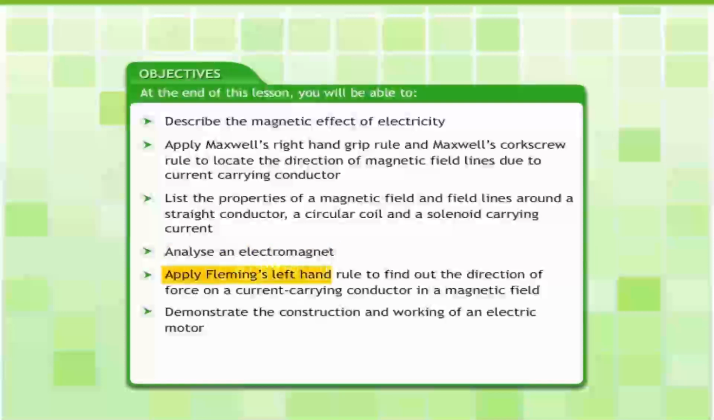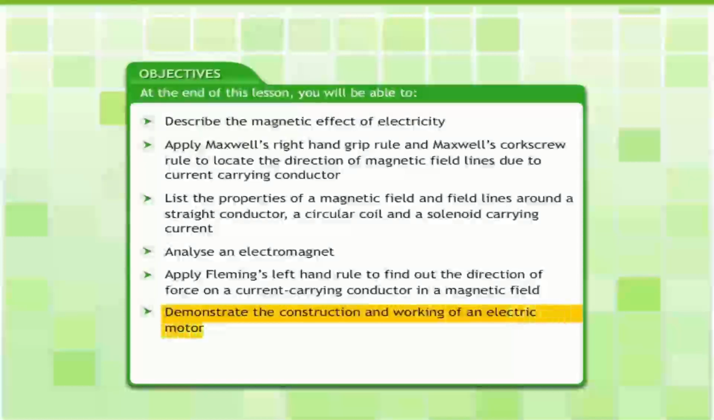Apply Fleming's left-hand rule to find out the direction of force on a current-carrying conductor in a magnetic field, and demonstrate the construction and working of an electric motor.